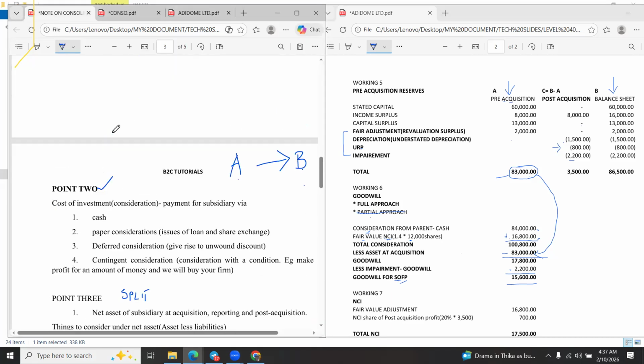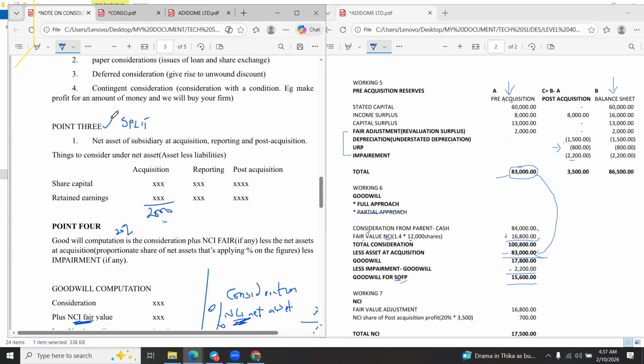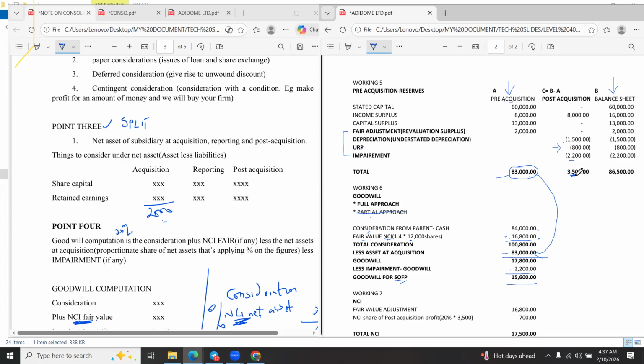We've done point 1, point 2. You've closed on the split account. Now the post-acquisition profit, we will need it when we are doing NCI, and we'll need it when you are doing consolidated retained earnings. That is why we did the split. So in the split account or the net asset of the subsidiary account, we need just this one for goodwill computation, and we need this one for both NCI computation and retained earnings computation.